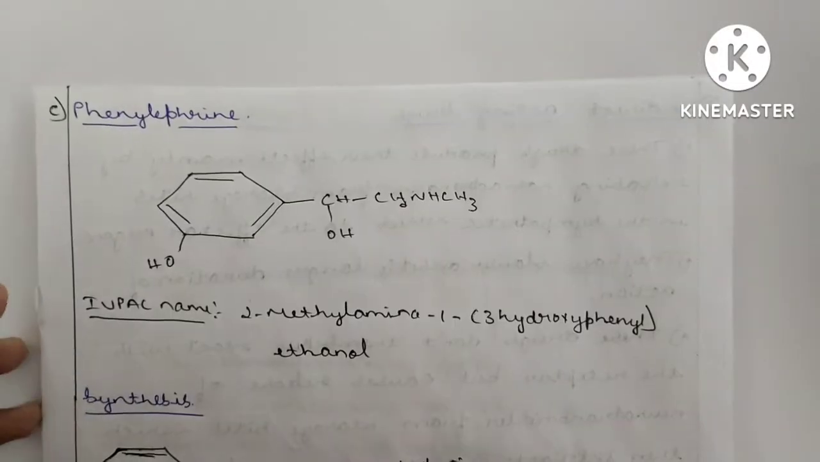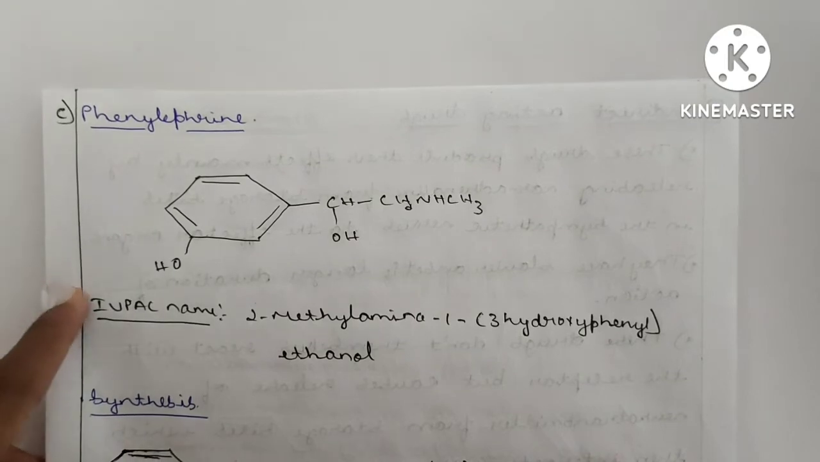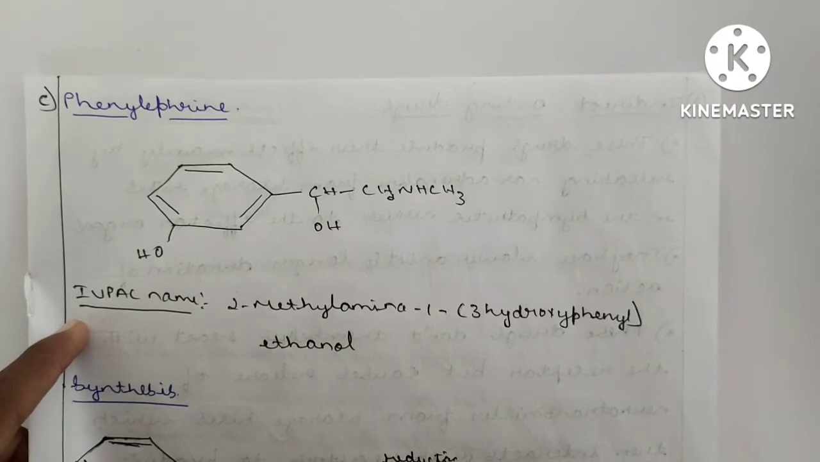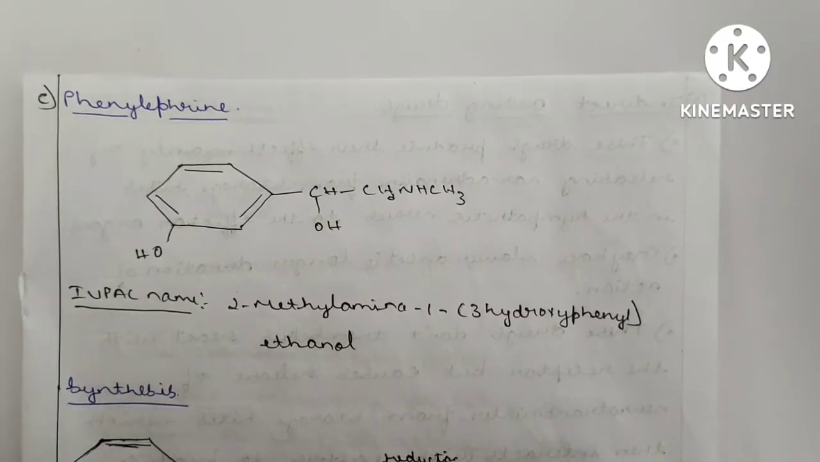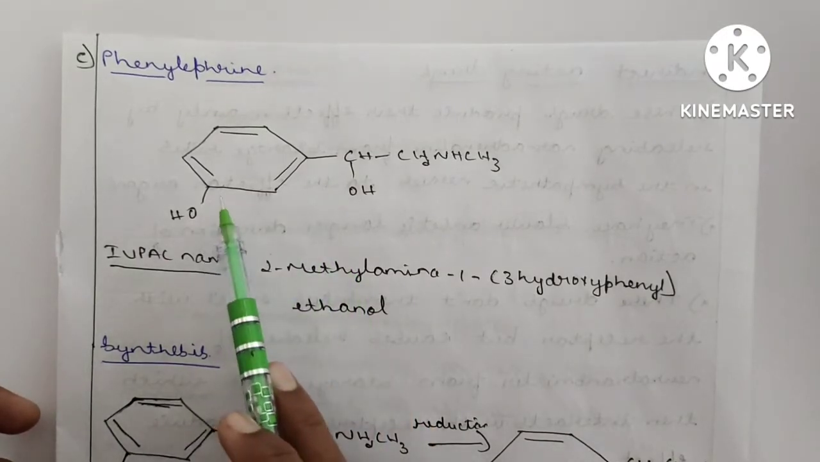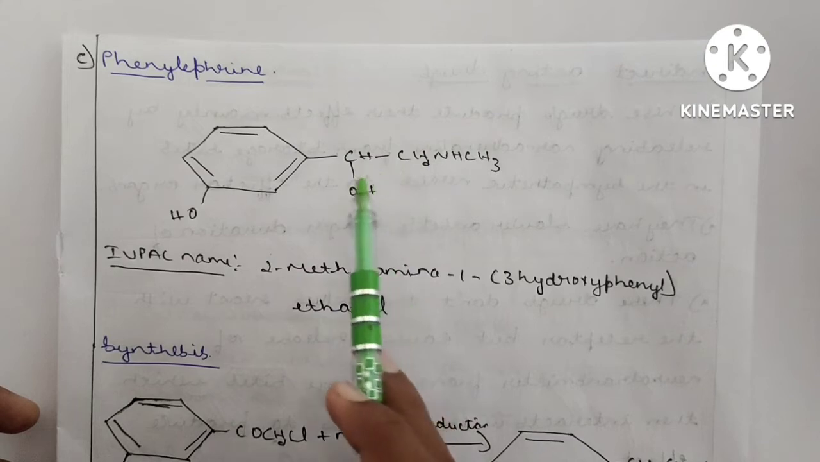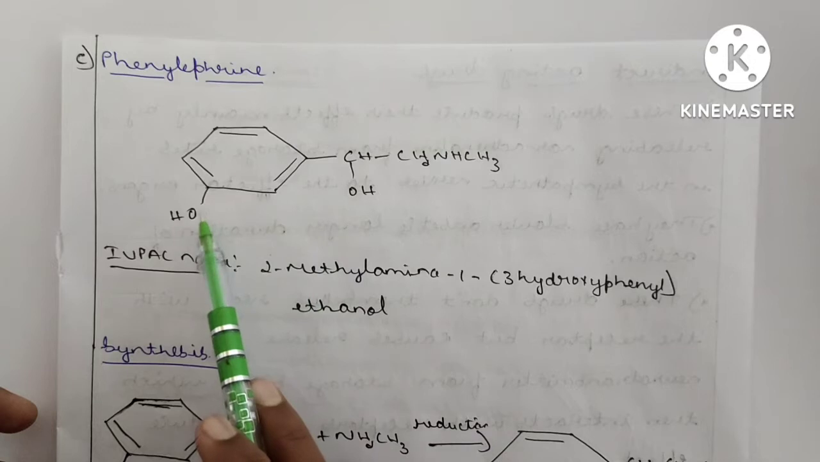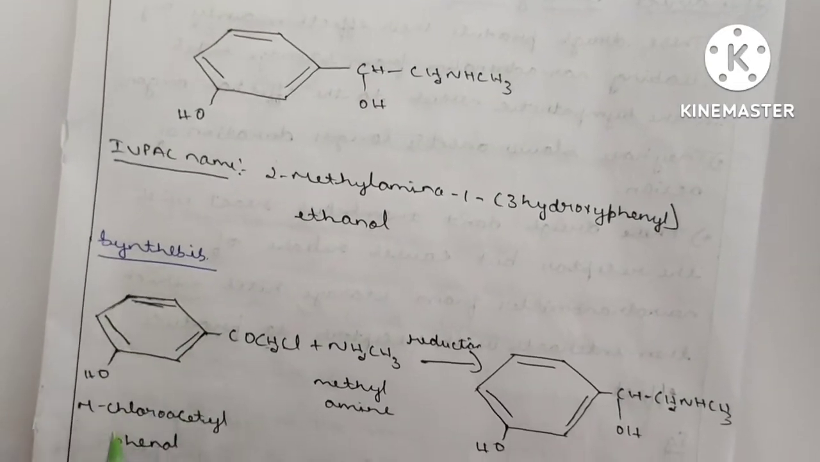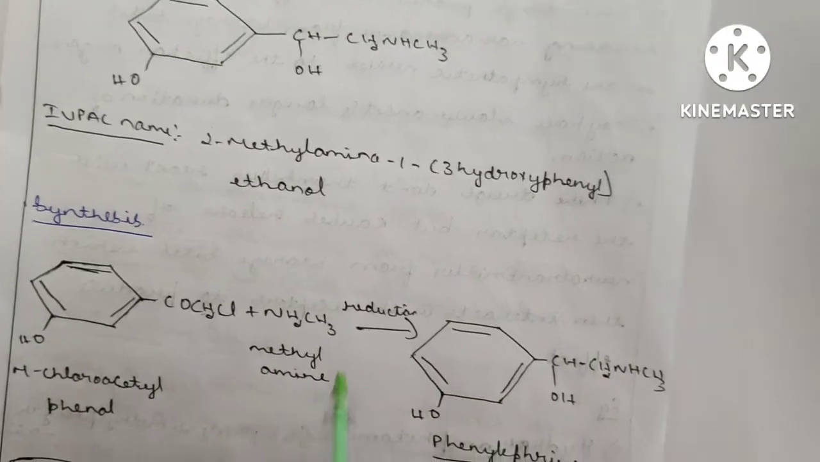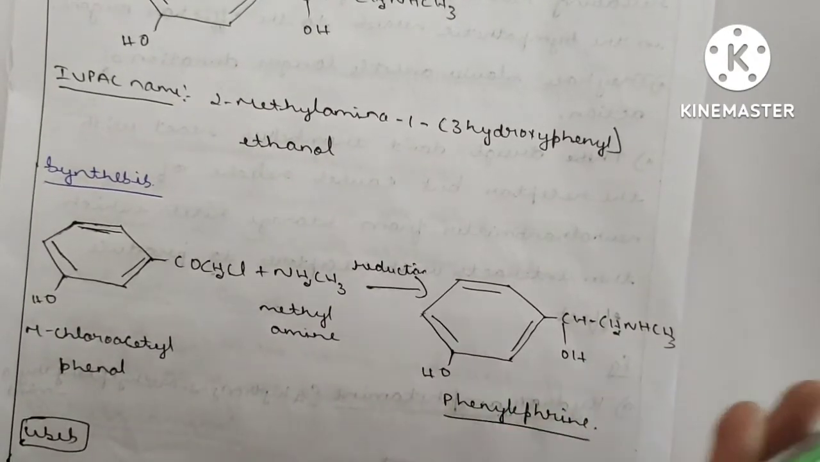Now next, the third drug in the direct acting, that is phenylephrine. Very important one, phenylephrine, IUPAC name 2-methylamino 1-(3-hydroxyphenyl) ethanol. This is the structure of phenylephrine. Synthesis: when metachloroacetylphenol is made to react with methylamine, followed by reduction, phenylephrine is the end product.